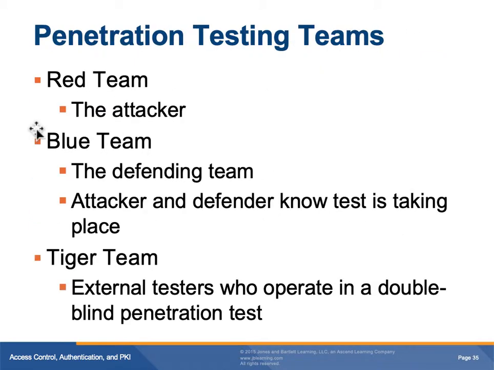Now, the red team is considered the attacker. Blue team is the defending team. The attacker and defender know the test is being taken. A Tiger team, external testers who operate in a double-blind penetration test. So that's a twist on that.